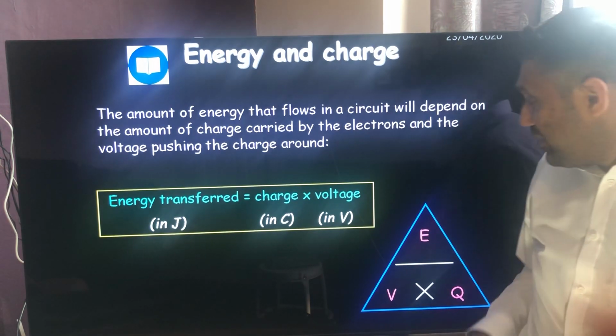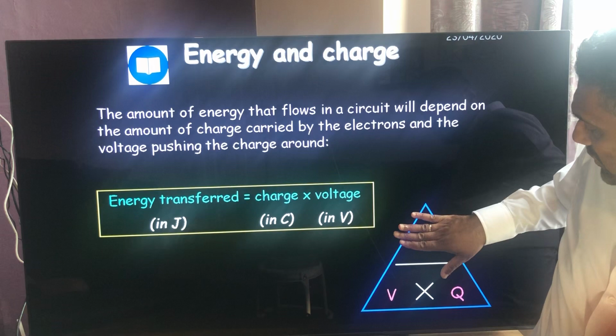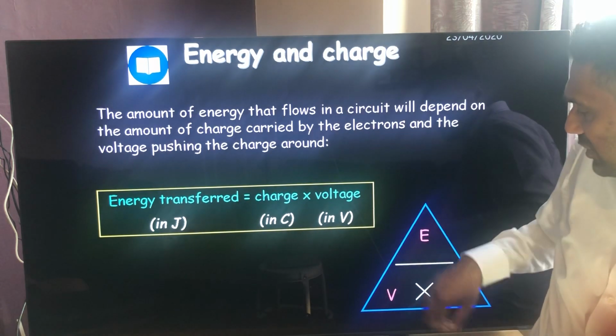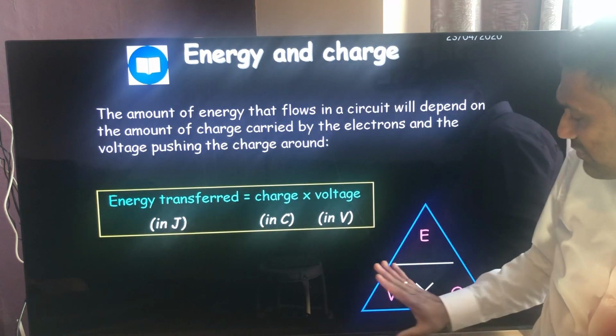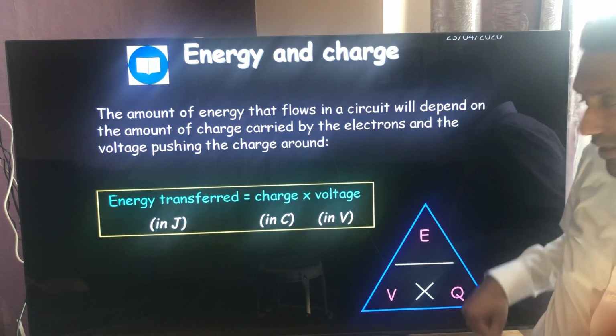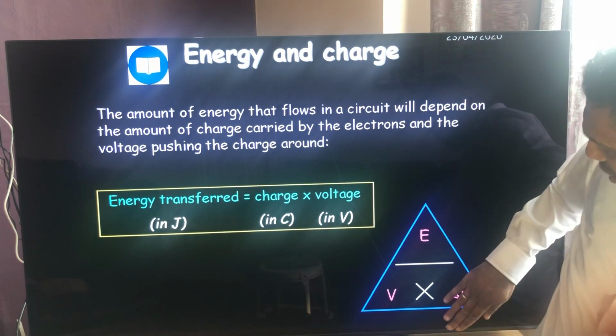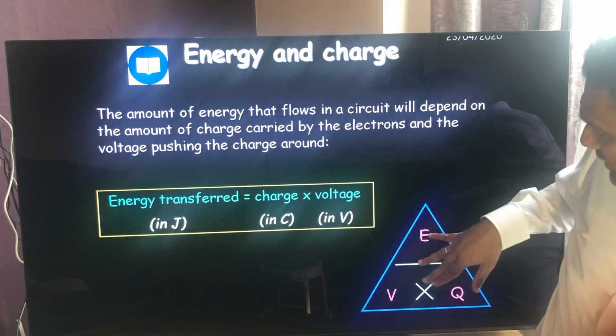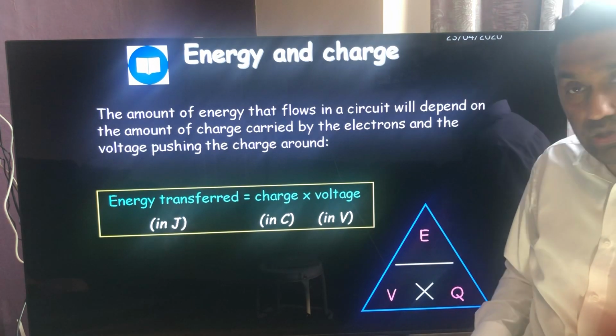So if I want the energy, cover up the E. It's the voltage times the charge, or the charge times the voltage. If I want the voltage, I cover up the V. It's the energy divided by the charge. And if I want the charge, I cover up the charge there. It's the energy divided by the voltage.